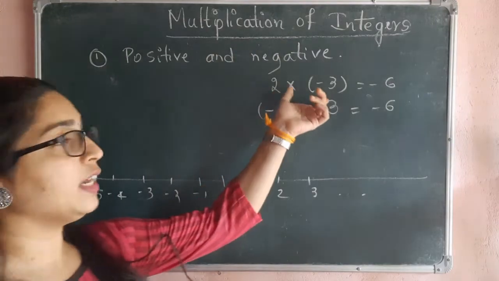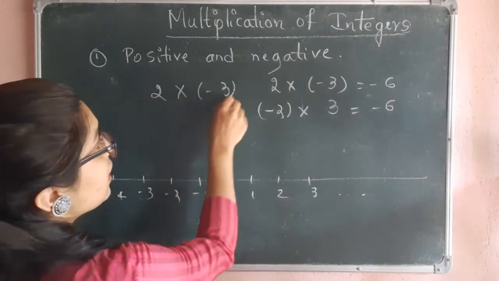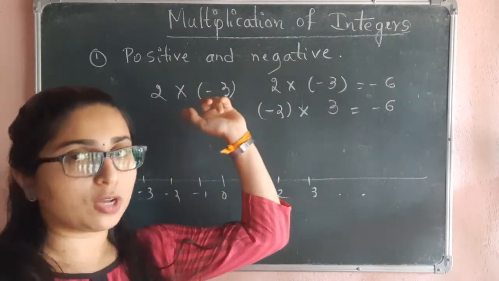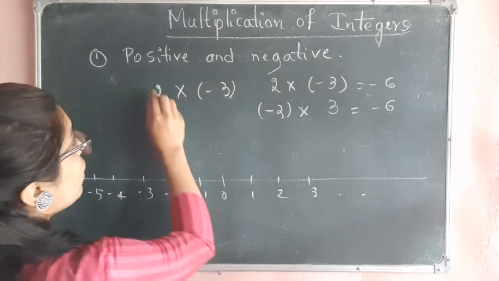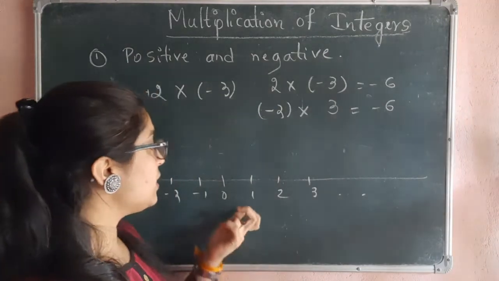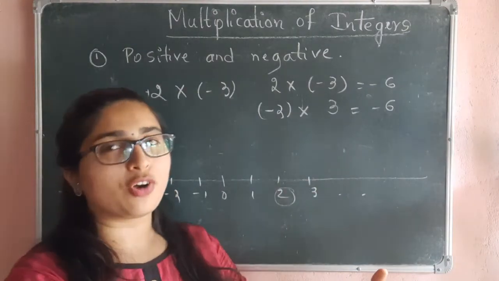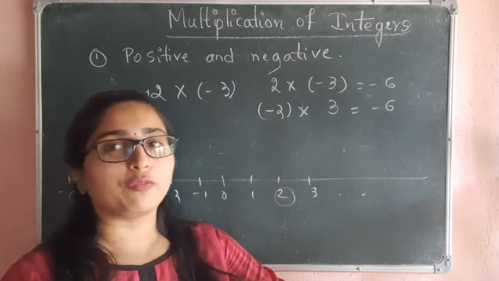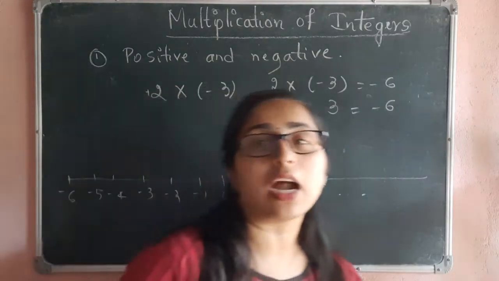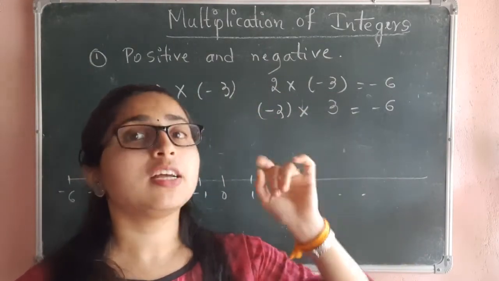So first I will take 2 into minus 3. See here, if there is nothing in front of 2, that means it is a positive sign. Okay, so it is not like addition. In addition, you mark 2 and then move 3 units forward, or 3 units backward if it was a negative integer. But in this case, you always have to start with 0. In case of multiplication, always start with 0.